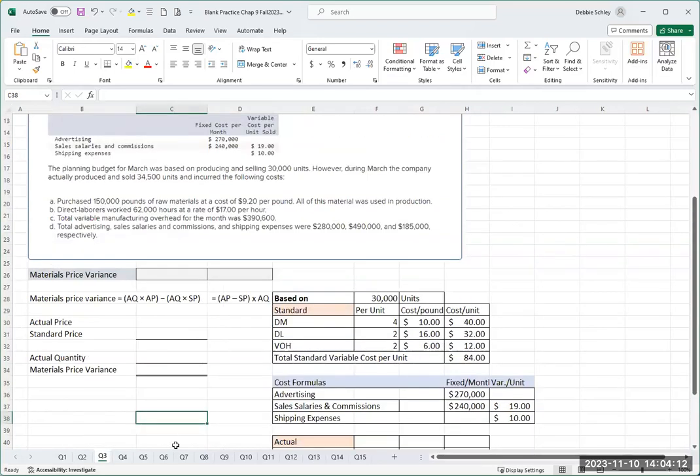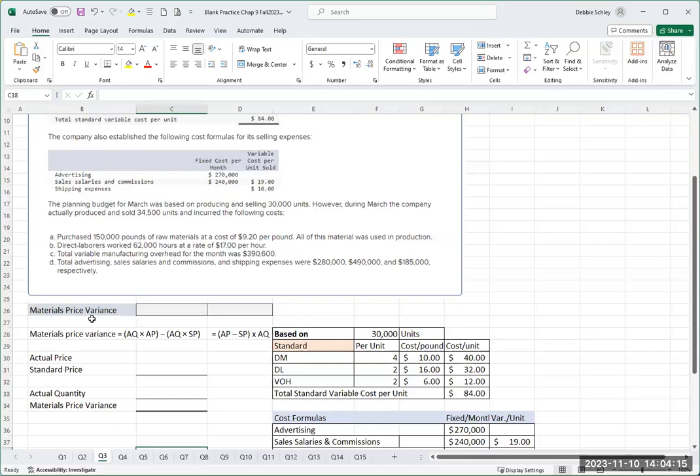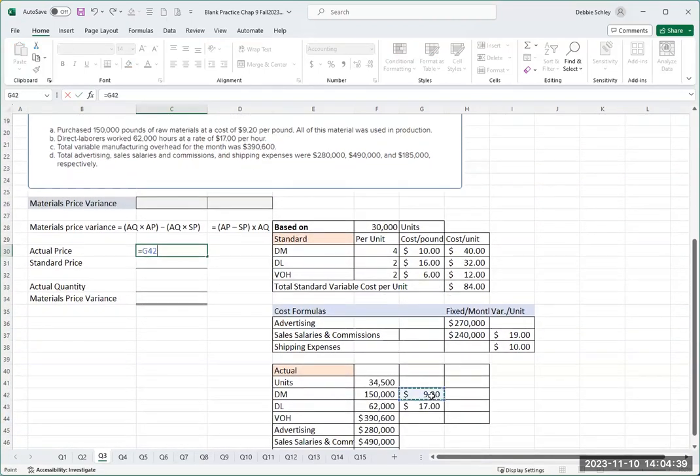Okay, question 3. Now they want to know the materials price variance. So again, this is going to be AQ times AP minus AQ times SP, or AP minus SP times AQ. So the actual price for direct materials was $9.20 a pound. My standard price is $10 per pound. And so if I subtract, that's 80 cents.